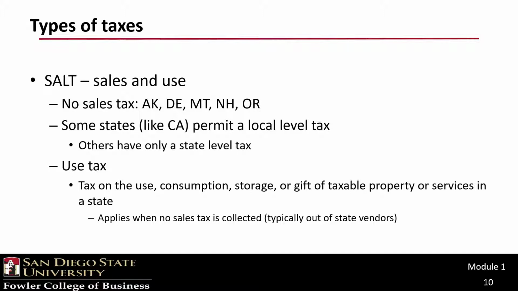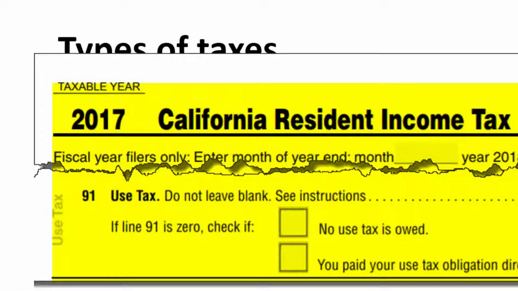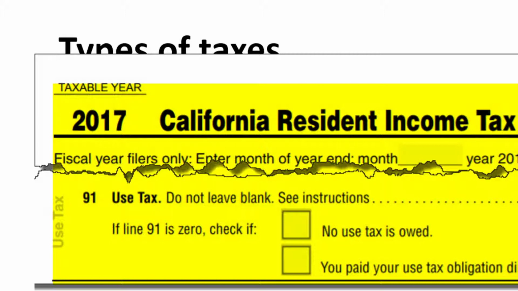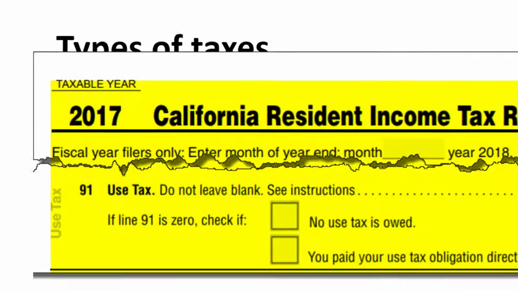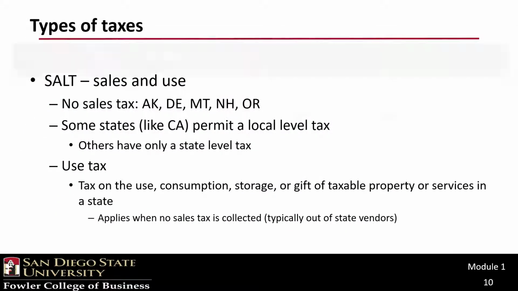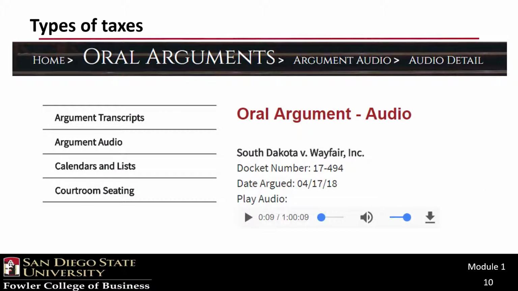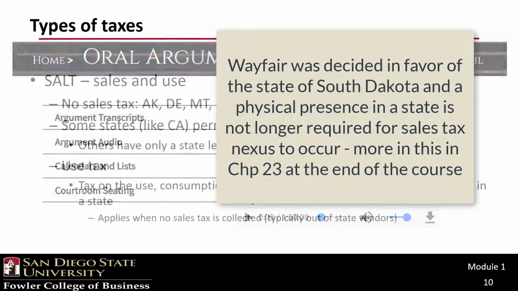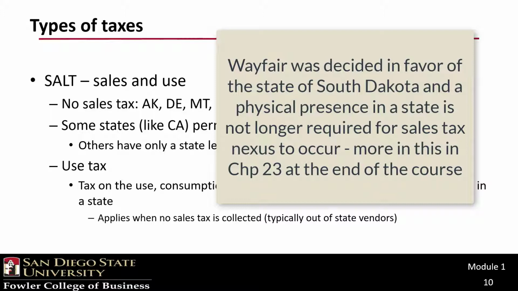So sales tax has a best friend. It's known as the use tax. And that's the tax on the use, consumption, storage, or gift of taxable property or services in a state. And this typically applies when no sales tax is collected, which is often the case from out-of-state vendors. And if you haven't been watching, probably at some point during this course, the Supreme Court is going to issue a decision on an important case known as Wayfair versus the state of South Dakota that has a lot to do with whether or not a business has to charge sales tax to everyone that it sells a product to.